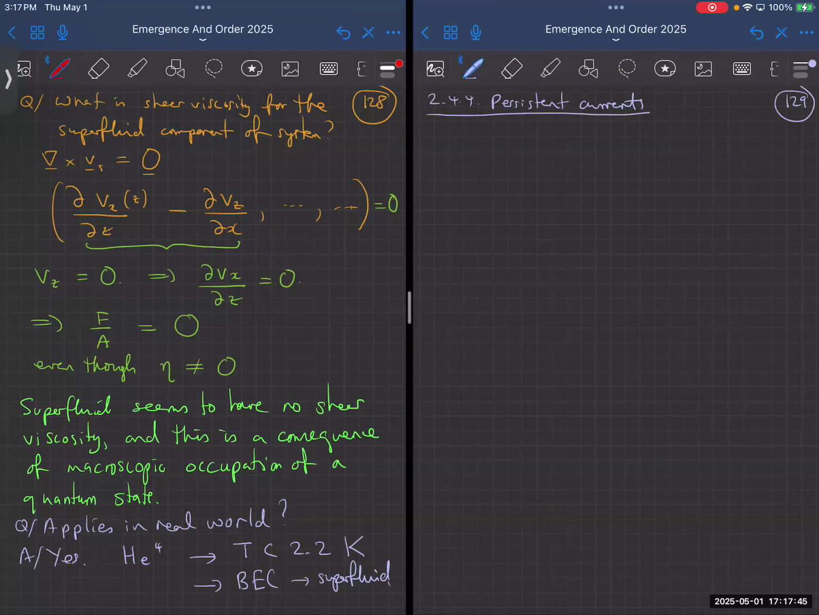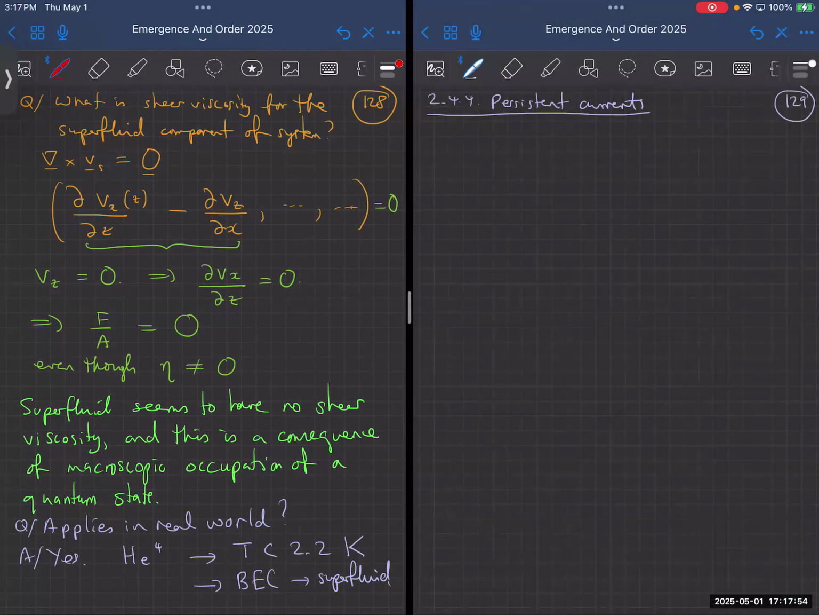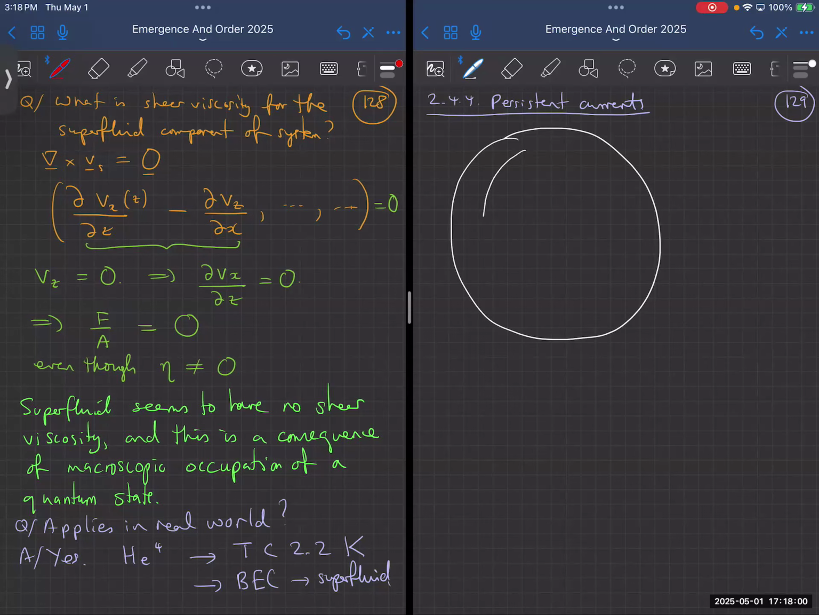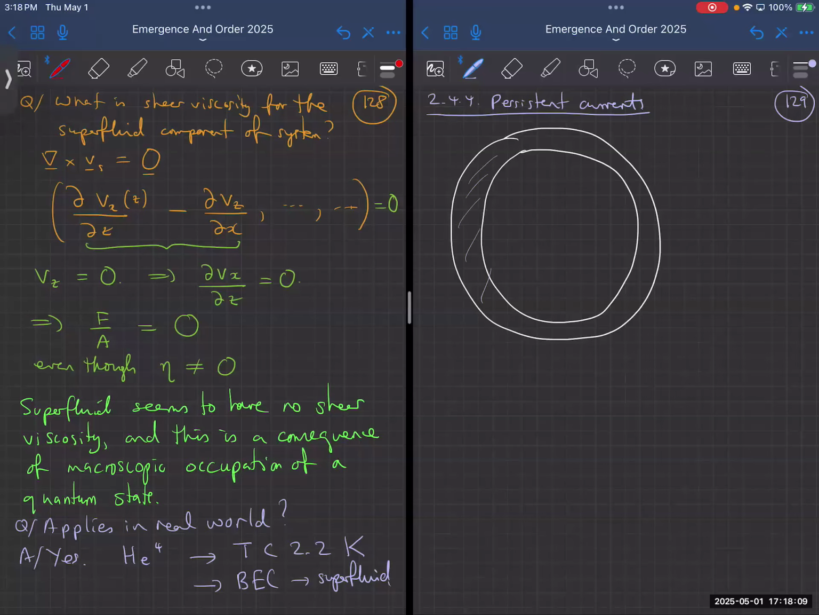Okay, so what I want to show you is that superfluids are a perpetual motion machine. So that's what we're going to talk about, perpetual motion. So let's now imagine we have a donut like this. Okay, so there's my donut, and the superfluid is occupying the middle region like this.